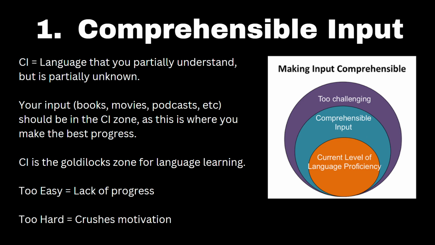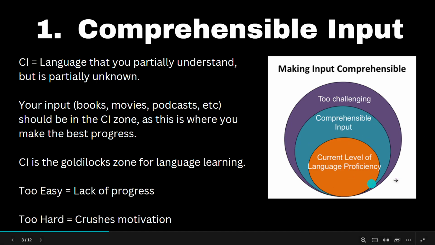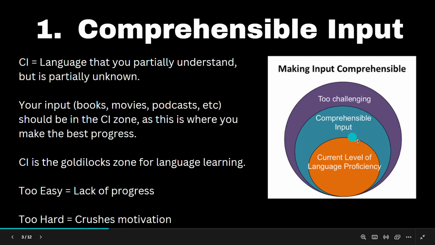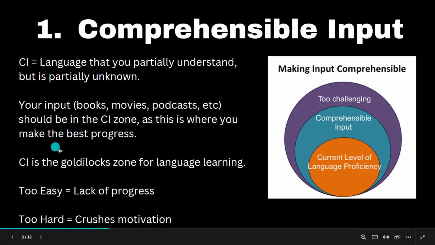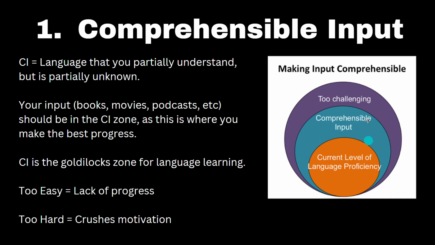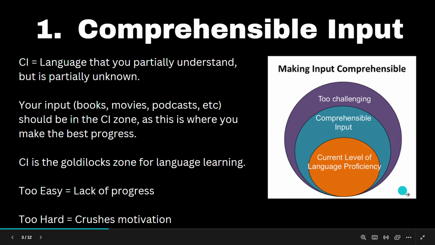So your input, whether it be books, movies, podcasts, I'm not going to read the whole list that I usually do, should ideally be in the comprehensible input zone. The reason for this is that it's the Goldilocks zone. It's where you make the most progress with language learning. If it's too easy, you already know all the words, so you're not learning any new words. And if it's too difficult, it crushes motivation. You can still learn words with it being really difficult, but it's generally better to have a stretch and not a strain, as they say, and stay in the comprehensible input zone.